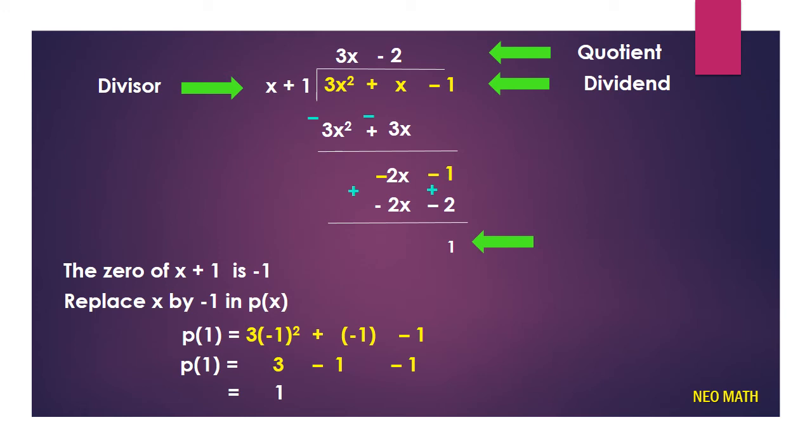So now you have to replace x by minus 1 in p of x. P of x is 3x square plus x minus 1. So p of minus 1 is equal to 3 into minus 1 the whole square plus minus 1 minus 1. So 3 minus 1 minus 1, we get 3 minus 1 is 2, 2 minus 1 is 1. So here p of minus 1 is equal to 1, which is equal to the remainder obtained by actual division. Isn't it? So now we are going to generalize this fact in the form of the remainder theorem.